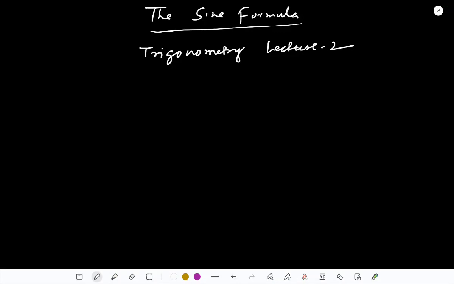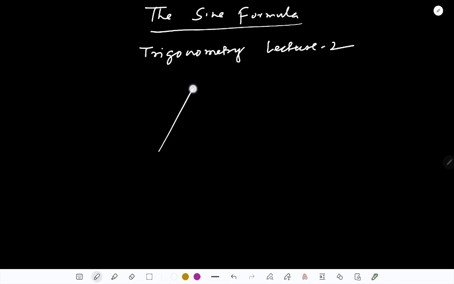This is again a basic mathematics lecture for class 11 students, and this is a trigonometry lecture in which we are going to talk about the famous sine formula. And what is this sine formula?